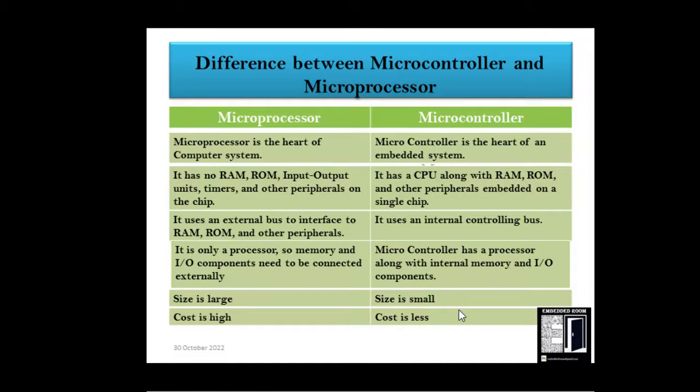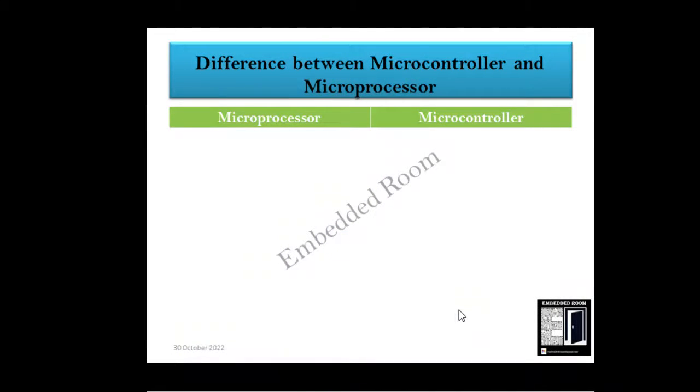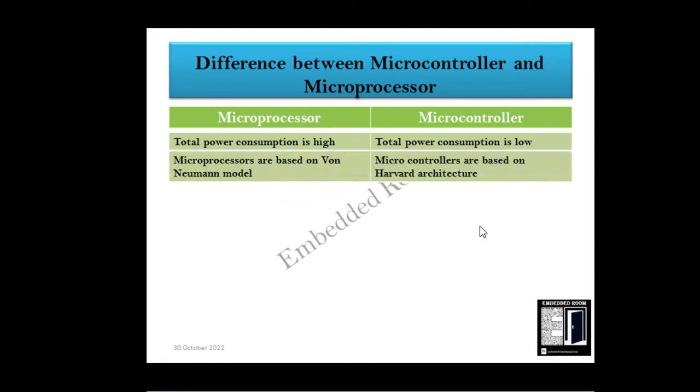Here the cost is high for a microprocessor, but in a microcontroller the cost is less. Usually a microprocessor based system has high power consumption. It has high processing power and a lot of power hungry peripherals are connected externally, while a microcontroller based system has less power consumption, and is even used in battery powered applications. Microprocessors are based on von-Neumann architecture. Microcontrollers are based on Harvard architecture.